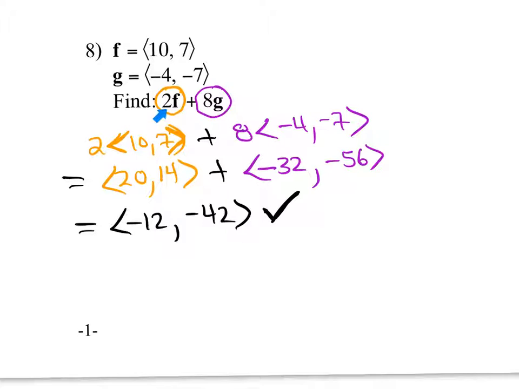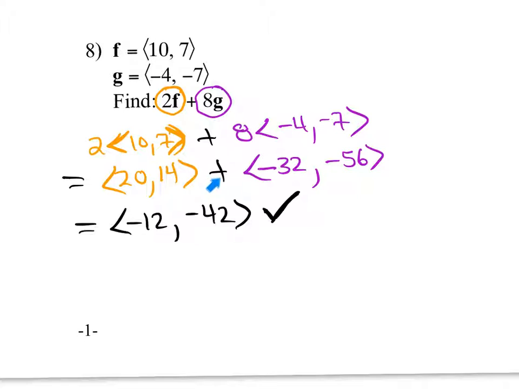Alright, here we're asked to find 2 times vector F plus 8 times vector G. So we take vector F, which is 10, 7, multiply that by 2, and that results in 20, 14. Then we take vector G, which is -4, -7, multiply that by 8, and that results in -32, -56.